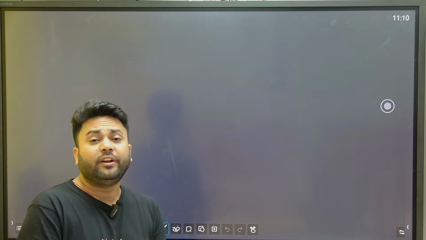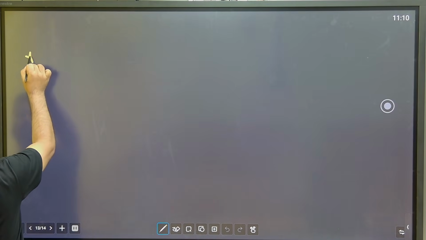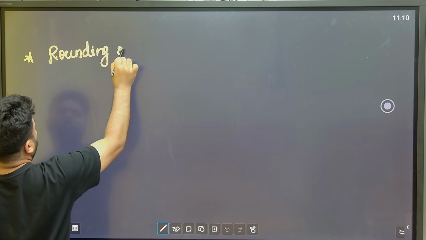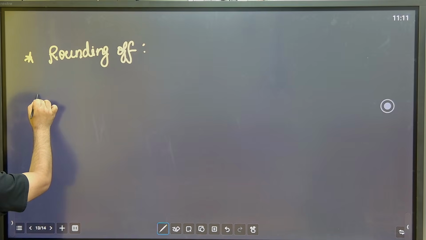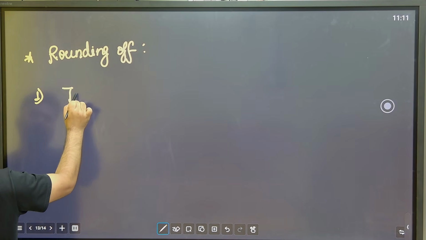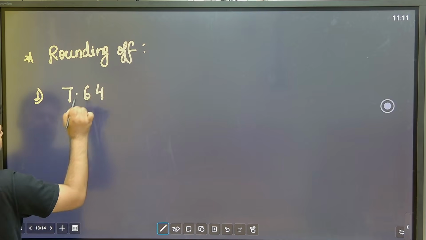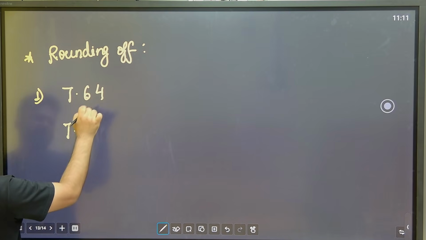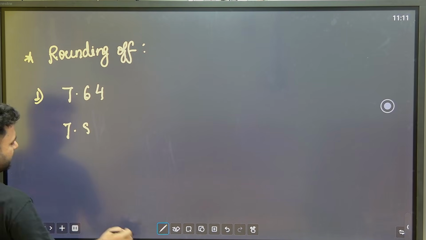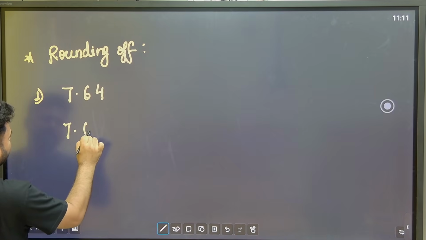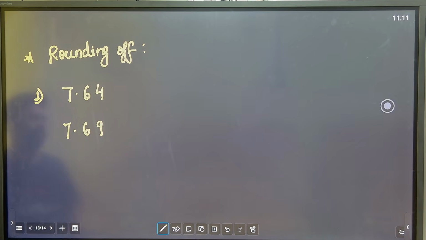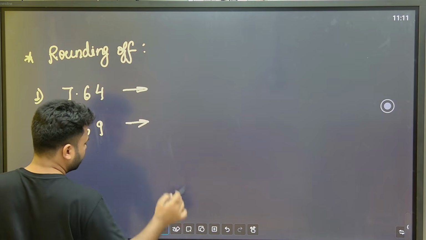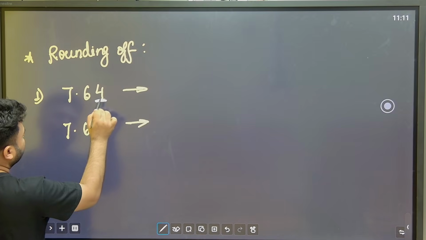Next important topic is rounding off. Now simple rules. First, suppose we have 5.64 and another number I am taking, 7.64, and this is 7.6.9. You see the last digit. This is 4, this is 9.